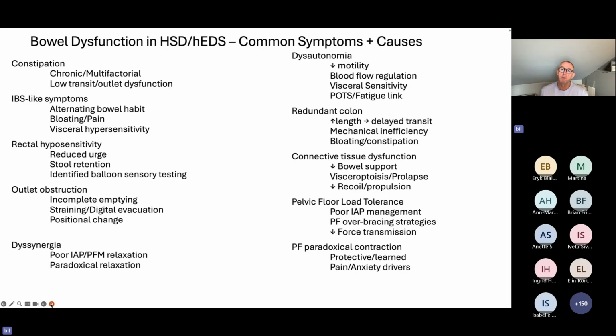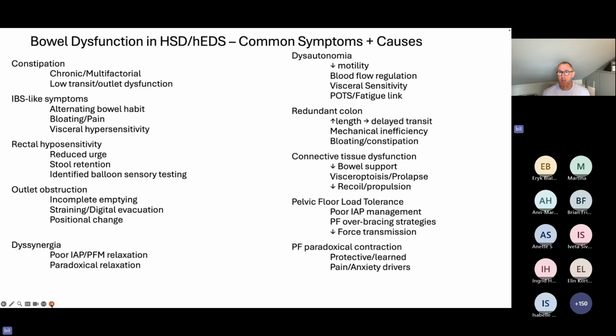With dysautonomia, we can get decreased motility, changes in blood flow regulation, changes in visceral sensitivity, and then there's a POTS and fatigue link here. There's also this idea of redundant colon, where we might have an increased length of colon, which gives delayed transit, causes a mechanical insufficiency, and then gives bloating and constipation.